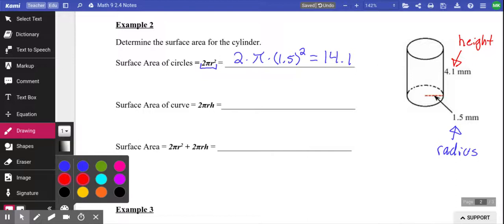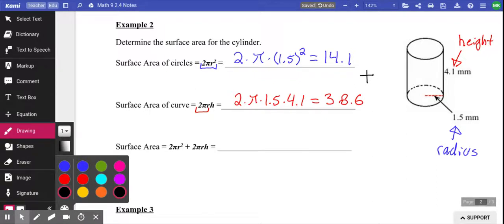For the curve around the outside, kind of like the label of a can, you want to do the circumference. Circumference equals 2 times pi times r times the height of the can. So we want to go 2 times pi times 1.5 times 4.1. If we put that into our calculator, we get 38.6. By adding those together, you would get your total surface area for this cylinder.